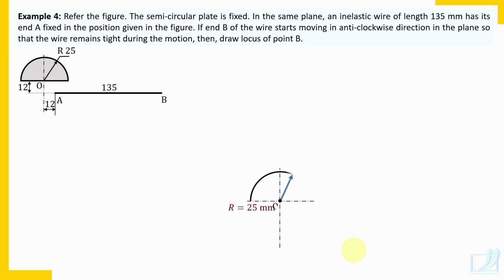Draw the semicircle of radius 25 mm. It is a semicircular plate and therefore it has one more edge, that is a straight edge. I have labeled that straight edge as CD.